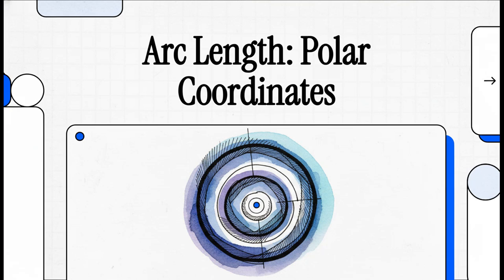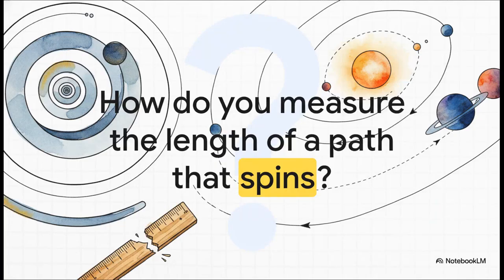Hey there and welcome. Today, we're going to tackle a really cool calculus problem. How in the world do you measure the length of a curve that doesn't go in a straight line, but instead kind of spins around a central point? Let's dive right in. So think about this for a second.